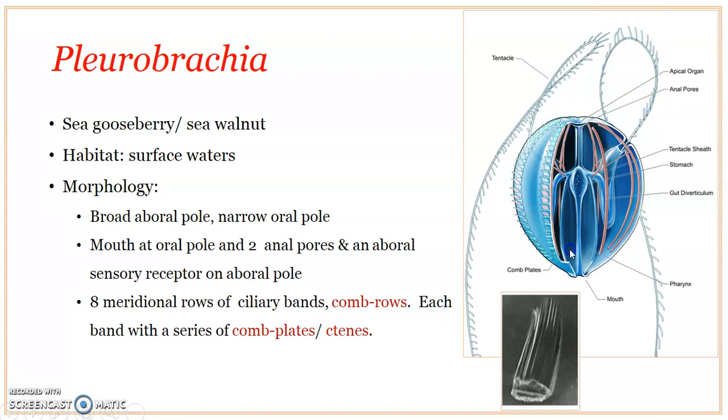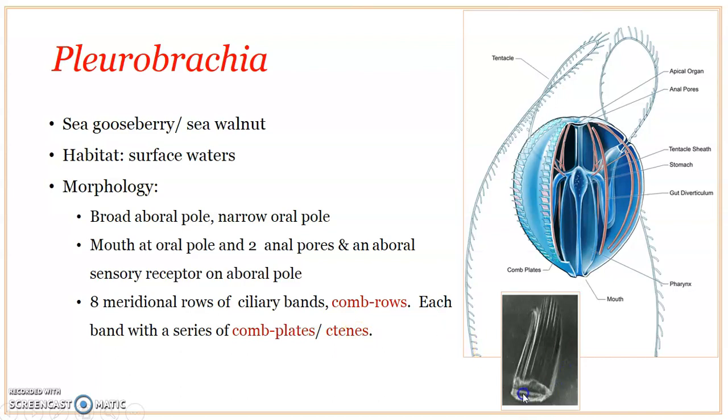Running between the oral and the aboral surface, you can see 8 meridional rows of ciliary bands, and these ciliary bands are referred to as comb ribs, comb rows, or costae. Each of these ciliary bands consists of a series of transverse ciliary plates. These are the ciliary plates. Each ciliary plate looks like this. This is an actual photograph of a single transverse ciliary plate. These ciliary plates are referred to as comb plates or ctenes or combs. That is why the name Ctenophora has come.